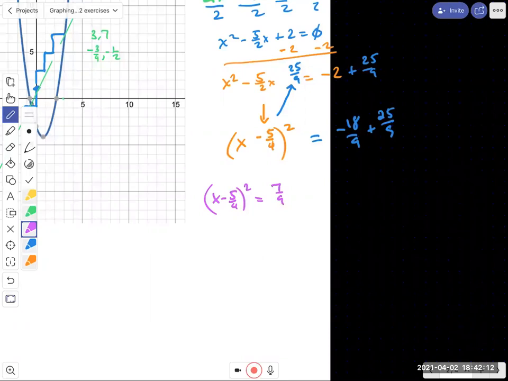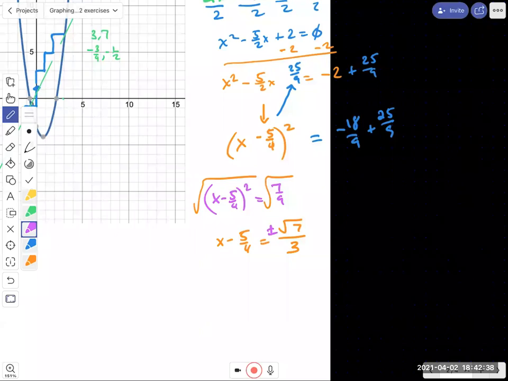Okay, so what do we usually do in this situation? You remember we said we can always take the square root of the right side. So let's take the square root of the right side and the square root of the left. So second, let's take the square root. And so x minus 5/4 equals the square root of 7, not square root of 3, square root of 7 over square root of 9, which is 3. And don't forget that's a plus or minus.